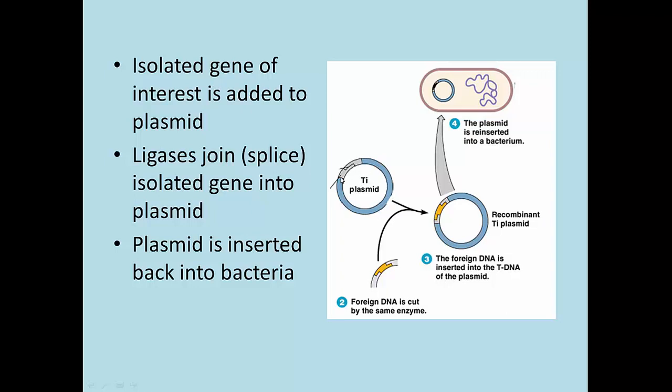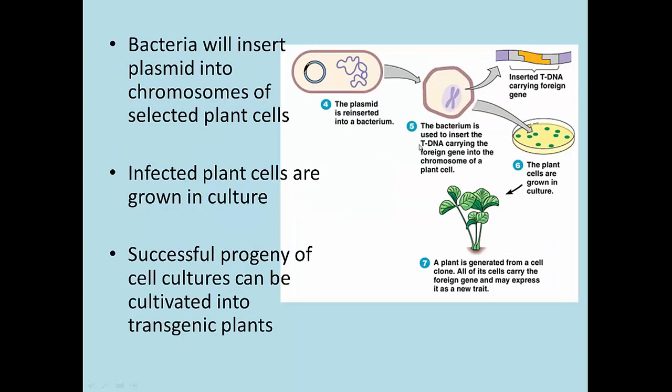The gene of interest is added to a new plasmid, a TI plasmid, and ligases splice that together. That modified plasmid is now put back into the bacterium, the agrobacterium, and the agrobacterium is introduced to plant cells. Plant cells will be infected. Some will, some won't. The success rate is variable, but eventually you get some successful integration. And then those successful early cell cultures are grown into full-size adult plants, which are then propagated into many clones, which are then used to produce seeds.